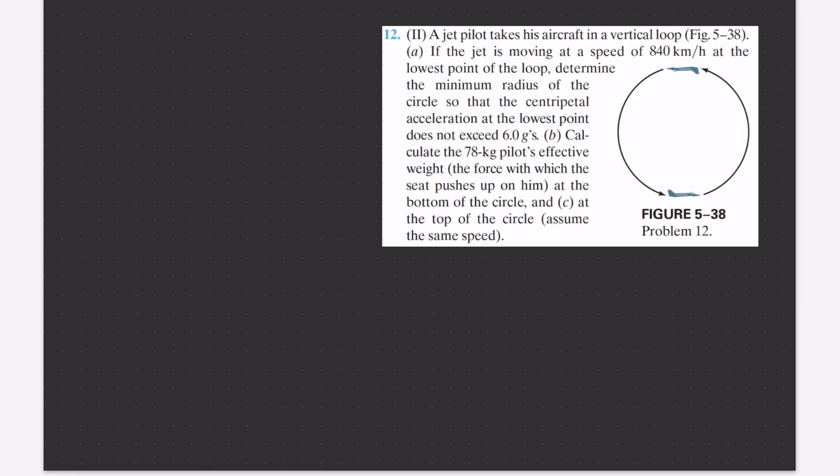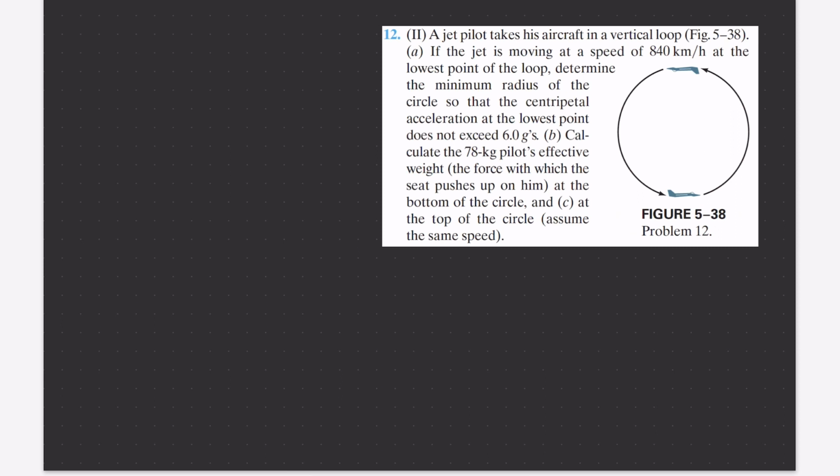This is the fourth problem in our 5-2 practice set. It's a bit of a long read. Let's get started. It says, a jet pilot takes his aircraft in a vertical loop. Luckily, we have a figure here to help us visualize what we mean by vertical loop. And part A says that if the jet is moving at a speed of 840 kilometers per hour at the lowest point of the loop, determine the minimum radius of the circle so that the centripetal acceleration at the lowest point does not exceed 6 Gs.